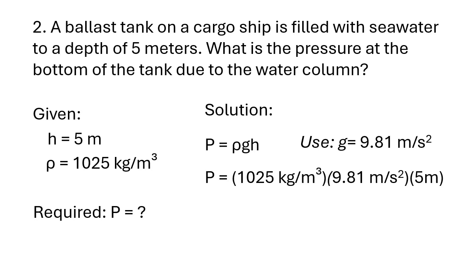That is, replacing all the given information, we get 1,025 kilograms per cubic meter for the density. G is 9.81 meters per second squared, and height is 5 meters. Multiplying everything, we get 50,276.25 pascals or Newton per square meter. Shall we proceed to the next example?